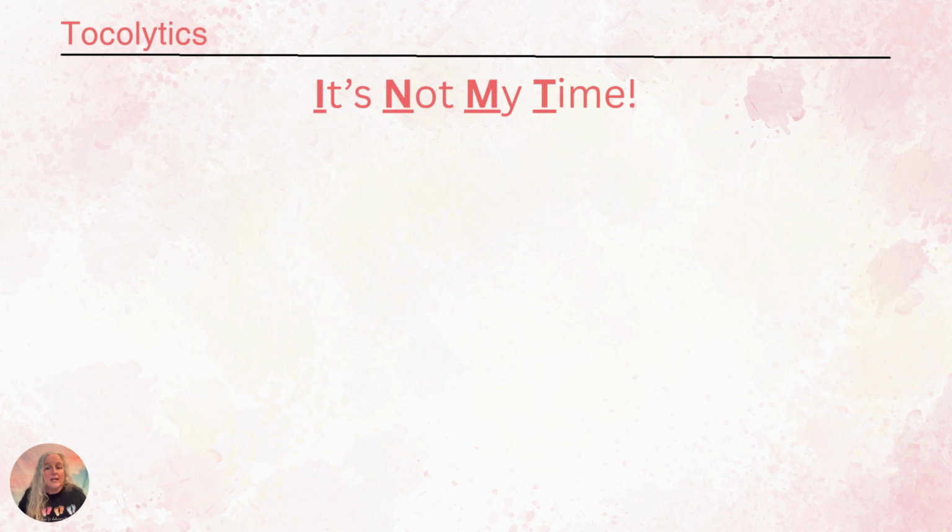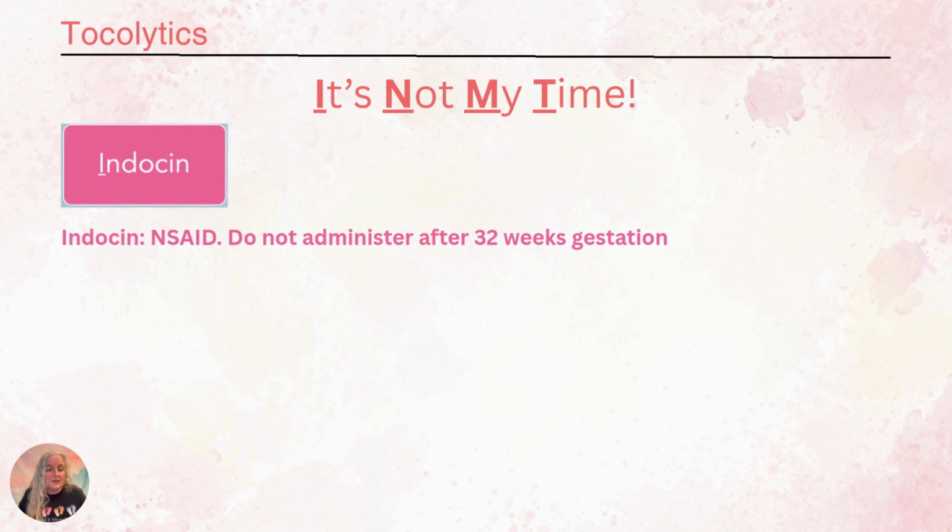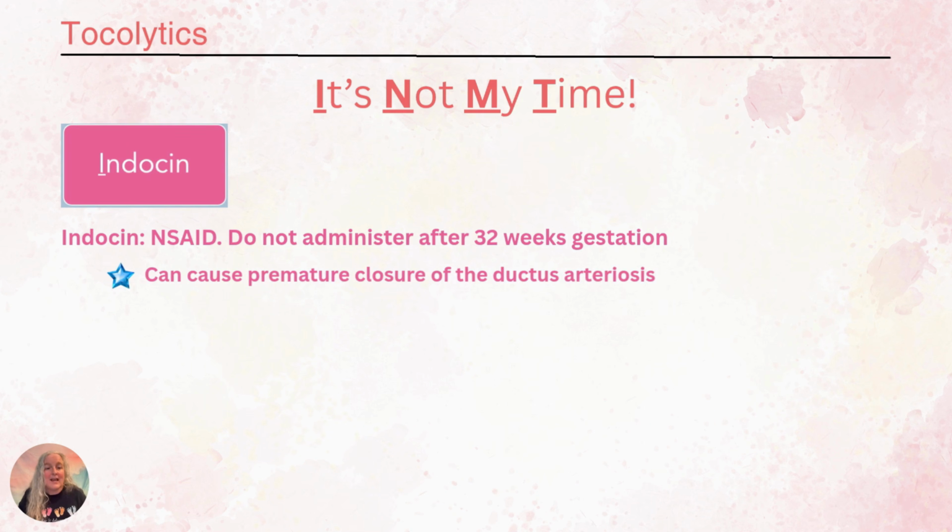Our tocolytics are medications that will help decrease uterine contractions. And we can use the mnemonic, "It's not my time," to help remember what these medications are. So I is for indocin or indomethacin. This is a nonsteroidal anti-inflammatory drug. This medication should not be given after 32 weeks gestation because it can cause premature closure of the ductus arteriosus, which is very important for fetal circulation. But it also does work well to slow contractions down, so we could use it prior to 32 weeks.